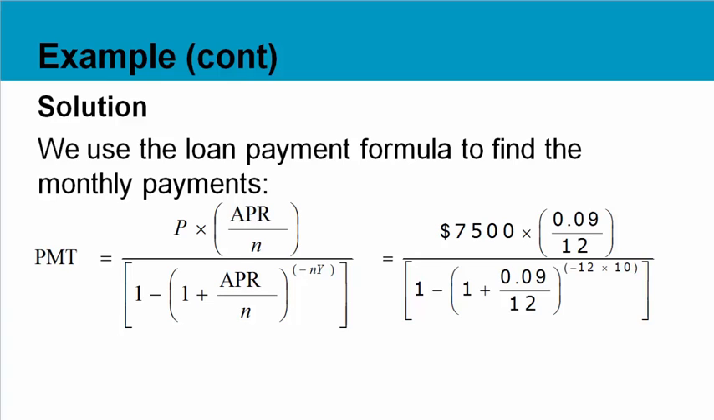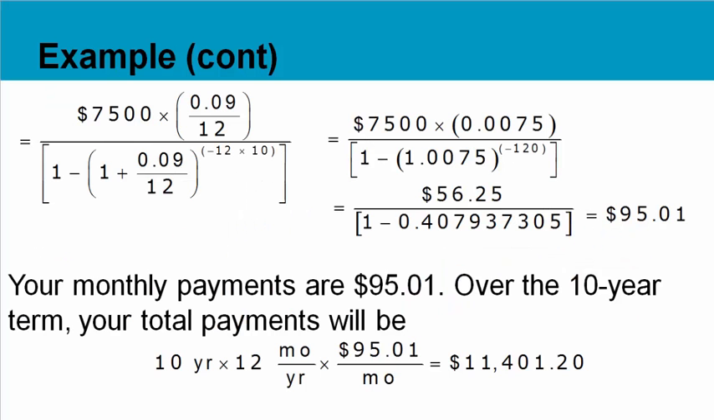All right, so let's use our formula, put in our numbers, do the math very simply. We get that our monthly payments are going to be $95 and 1 penny. Over the 10-year term, your payments will be that $95 and 1 penny per month times 12 months times 10 years, or basically 120 of those payments. You multiply that out and you end up paying back $11,401.20.